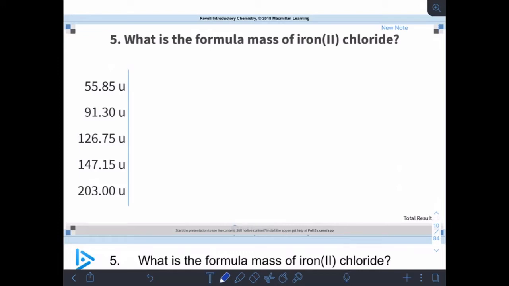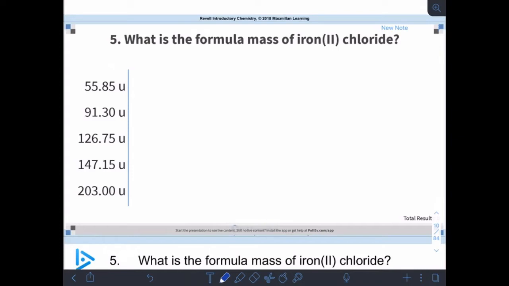All right, picking up where we left off with question 5. Chapter 6 is where we're at. So what is the formula mass of iron 2 chloride? Now, I want to point out that just because it's iron 2 versus iron 3 does not change its mass, okay? Because electrons weigh almost nothing. So that difference of one electron or the other, iron 2 versus iron 3, really makes no difference whatsoever.